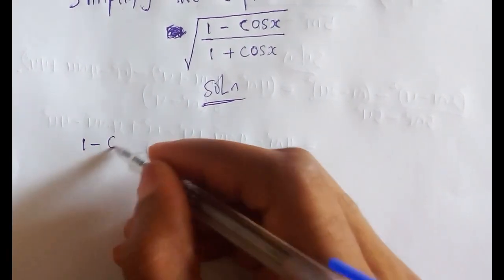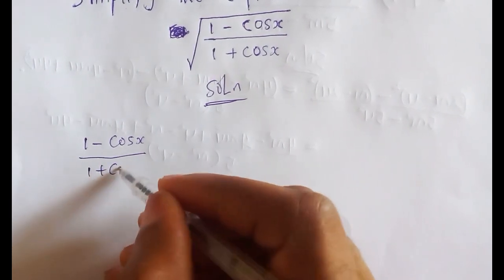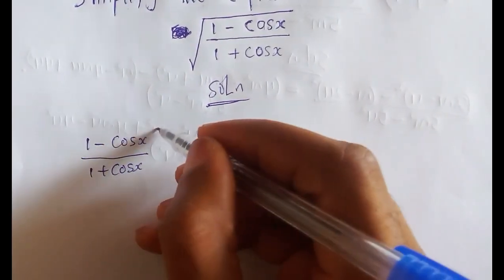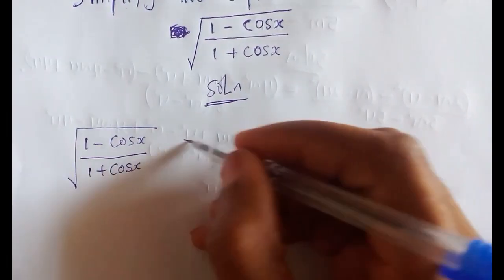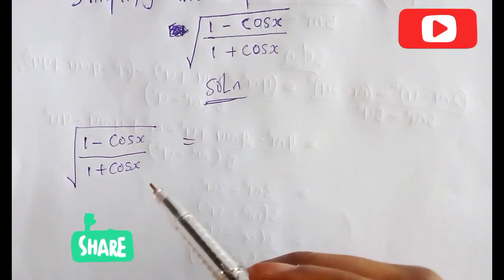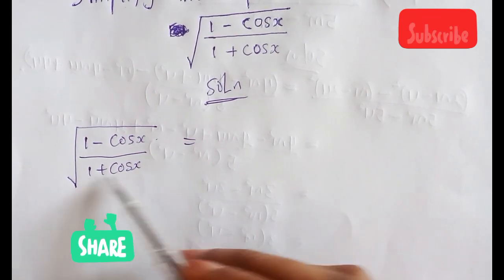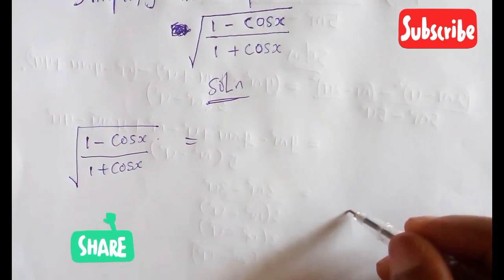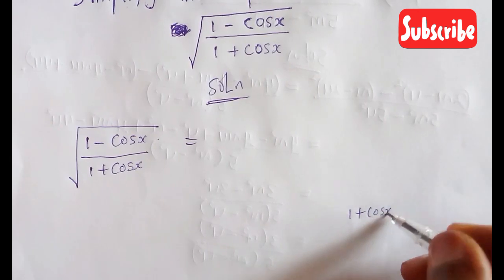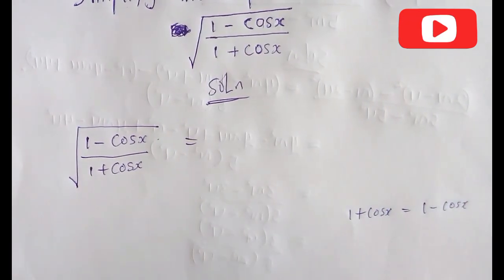The square root of (1 minus cos x) all over (1 plus cos x). To solve this, we are going to multiply the numerator and the denominator by the conjugate of the denominator. The conjugate of 1 plus cos x is going to be 1 minus cos x.